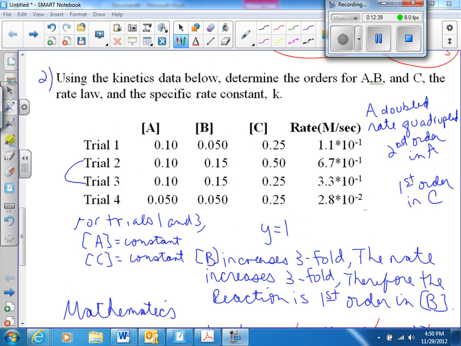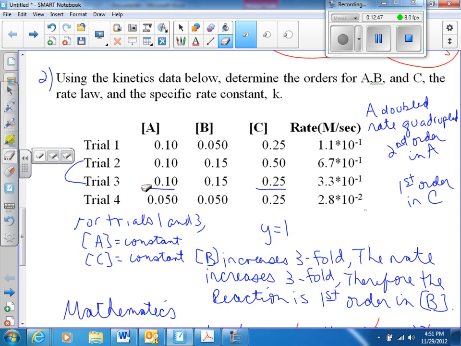And I see in trials 2 and 3, A is constant, C is... I'm sorry, C is not constant, B is constant. And I see that the rate for trial 2 is larger than the rate for trial 3. Therefore, I'm going to do rate 2 over rate 3, and I'm going to pause this and just fill it all in and work it out.